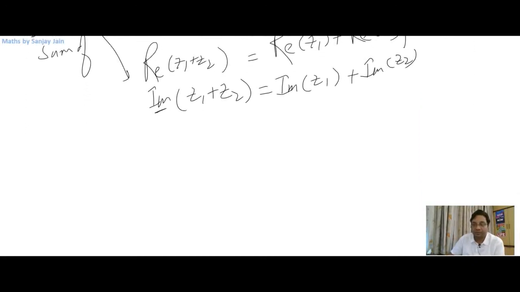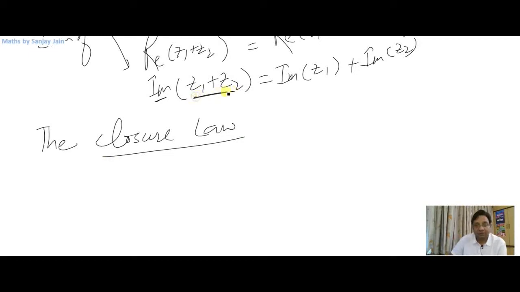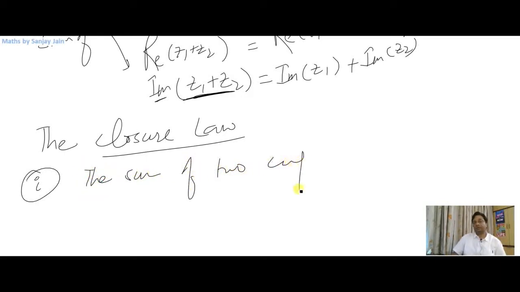For example, the closure law. The closure law means that the sum of two complex numbers is also a complex number. I just showed you that the sum of two complex numbers is also a complex number.